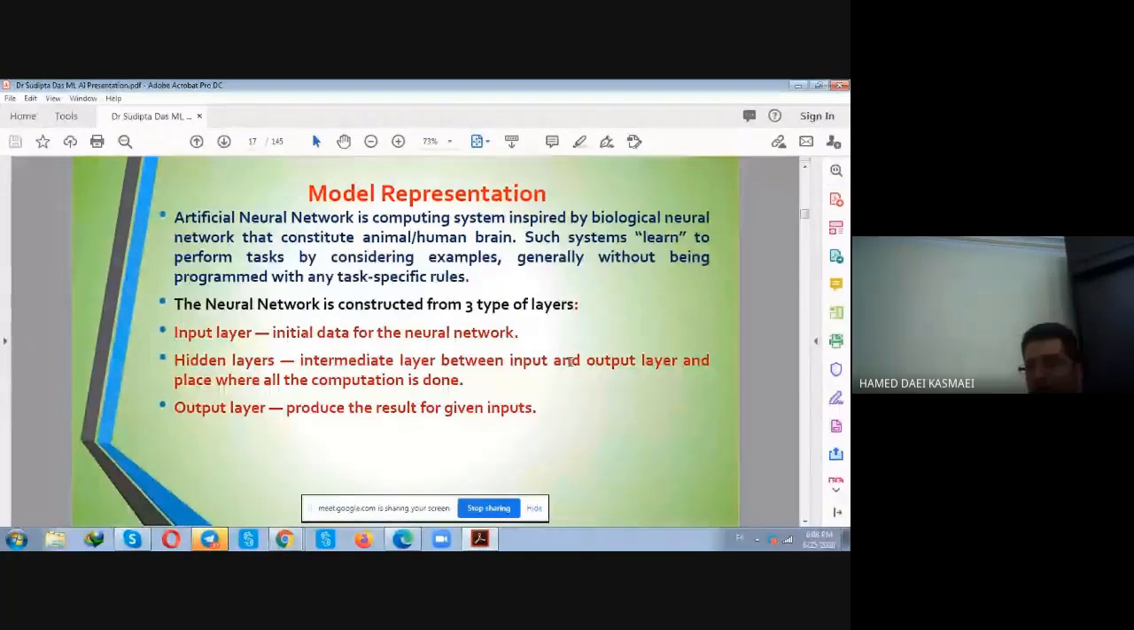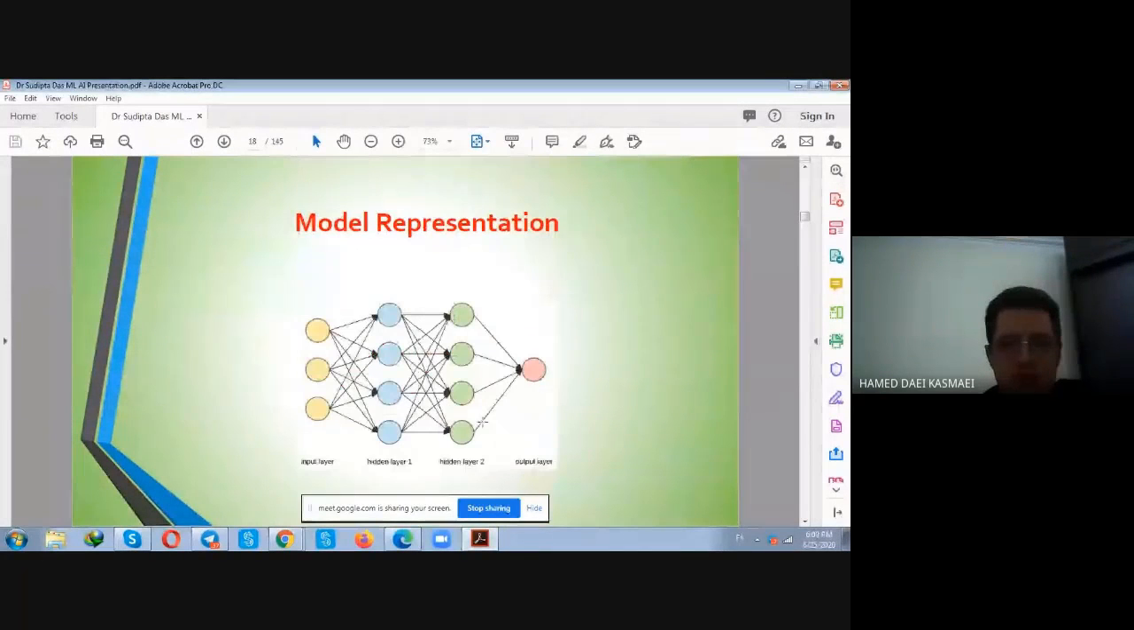The model representation is a computing system inspired by biological networks that constitute animal and human brains. Such systems learn to perform tasks by considering examples, generally without being programmed with any task-specific rules. The neural network is again constructed from three types of layers: input, hidden, and output layers. Okay, as you know them. So above is the model representation.